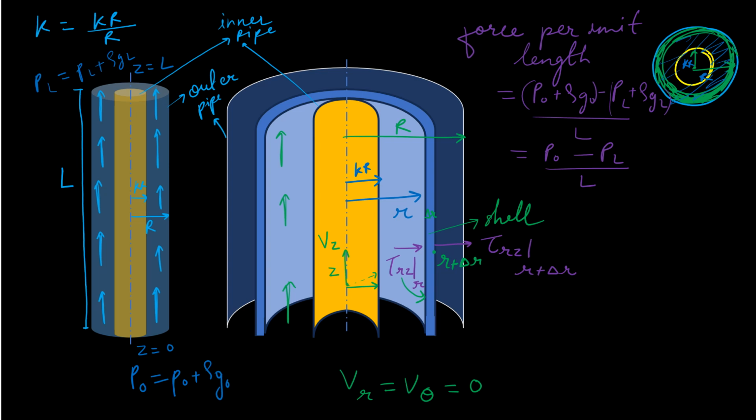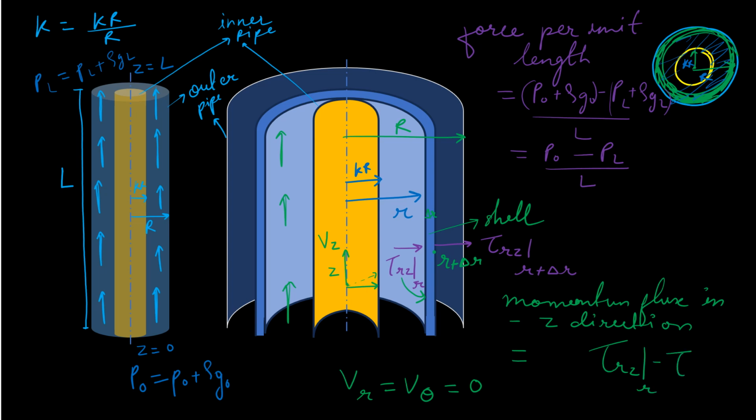Where momentum flux in z direction, because fluid is flowing in z direction, is equal to tau rz at r minus tau rz at r plus delta r, into 2 pi r L, acting on the cylindrical pipe. So only conductive momentum is considered, and convective momentum is equal to 0, because whatever fluid is entering is coming out. So convective momentum is considered 0. They are balancing each other.